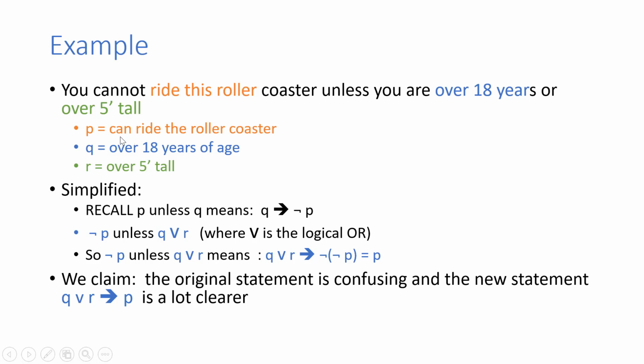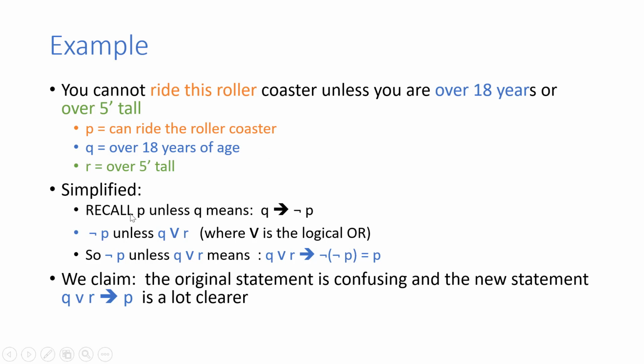So let's assume that P means you can ride the roller coaster. Q means you're over 18 years of age. And R means you're over 5 feet tall. So these statements can be true or false for a given you. So this confusing statement we're going to break down into smaller sentences, because there's a lot of mental energy that we need to put into understanding this statement.